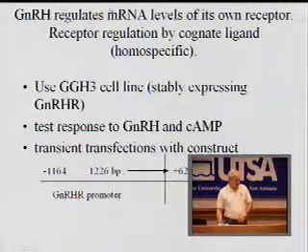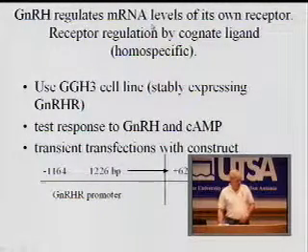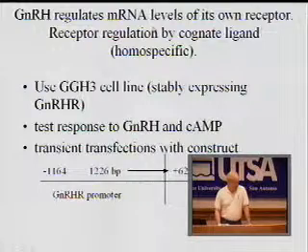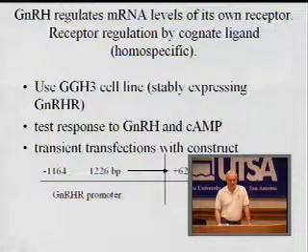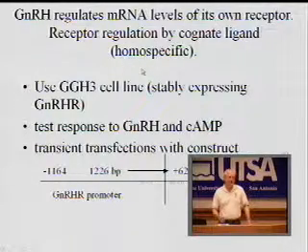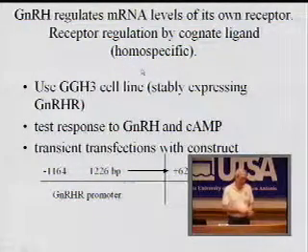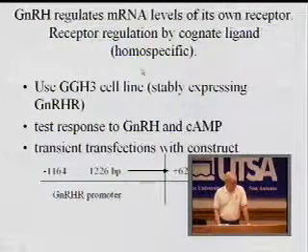Now let's think about how GnRH might affect its own gene expression. So it regulates the mRNA levels of its own receptor. This is receptor regulation by the cognate ligand, so it's homospecific receptor regulation.